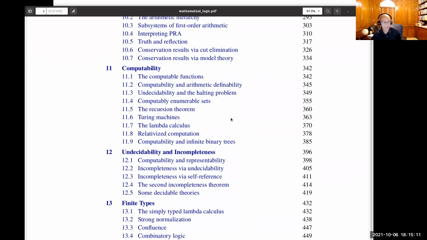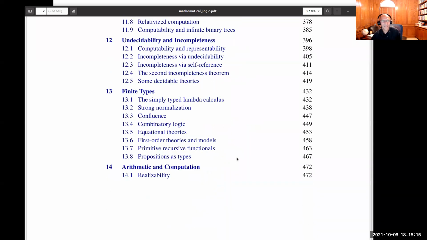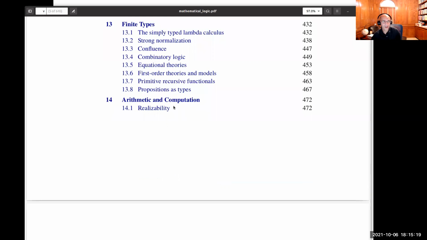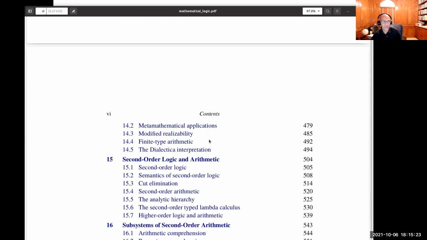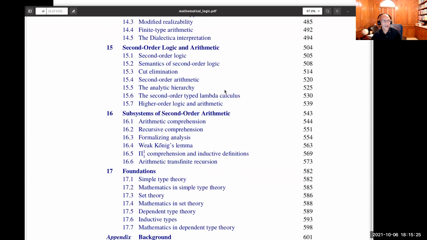Computability, so I'll talk about some of that today. The incompleteness theorems, simply typed lambda calculus and combinatory logic. And then, arithmetic and computation, so realizability interpretations and dialectica interpretation. Second order logic and arithmetic, subsystems of second order arithmetic, and then foundations.